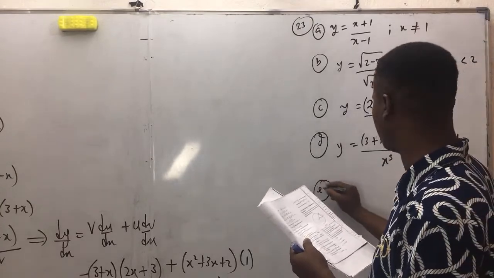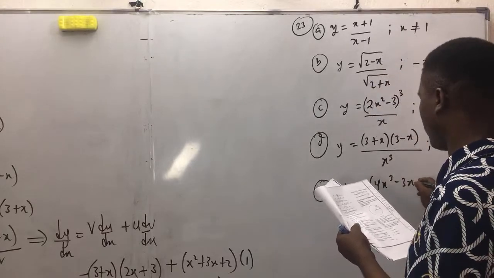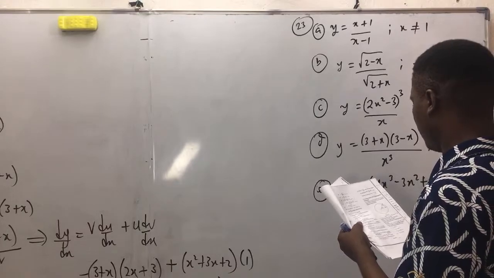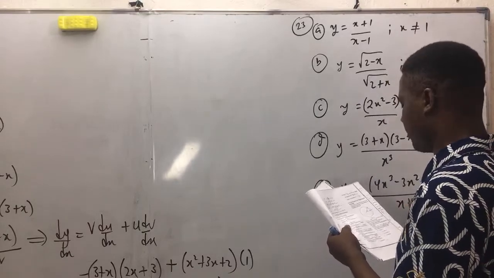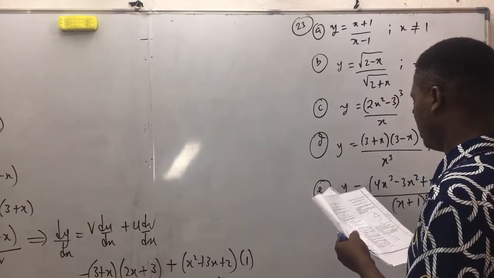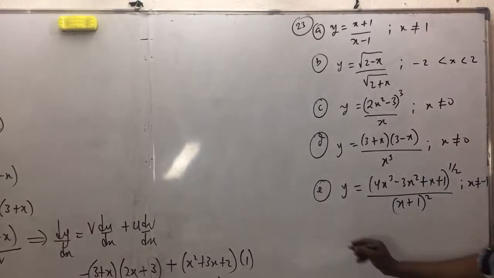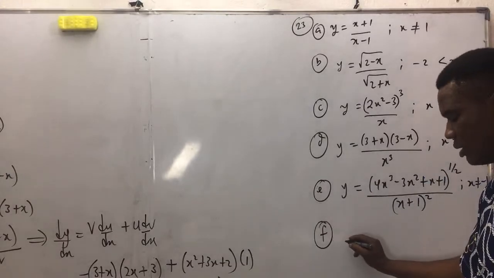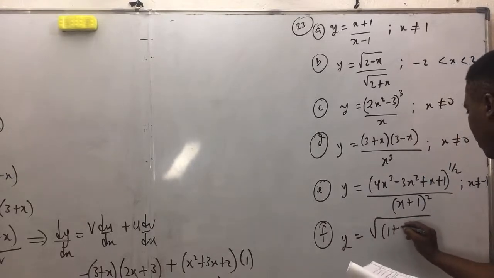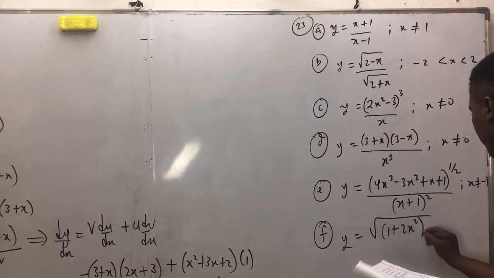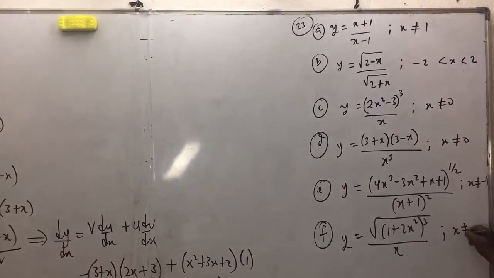We are asked to differentiate E, y equals (4x cubed minus 3x squared plus x plus 1) all raised to the power half, all over (x plus 1) all squared, again where x is not equal to minus 1. Then finally F, we are asked to differentiate y equals the square root of (1 plus 2x squared) raised to power 3 all over x, where x is not equal to 0.